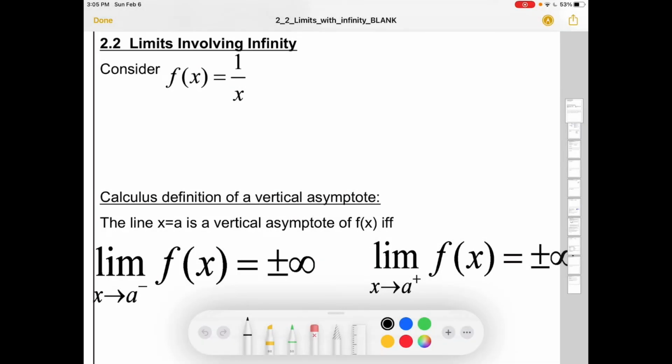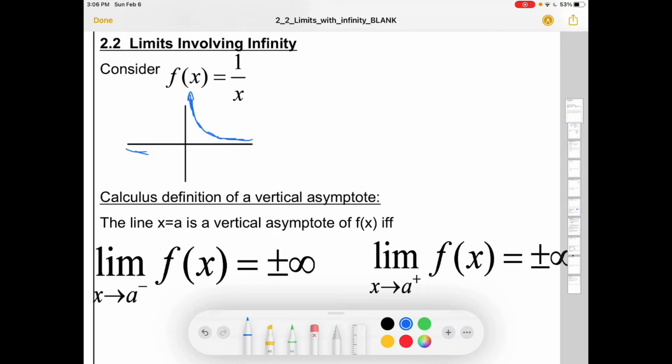Hi folks. Today we're looking at limits involving infinity. And to do that, I think the most important graph to imagine is this one here, our basic 1 over x. Our most basic hyperbola, or I like to call it just a butterfly looking graph. This is a great graph.